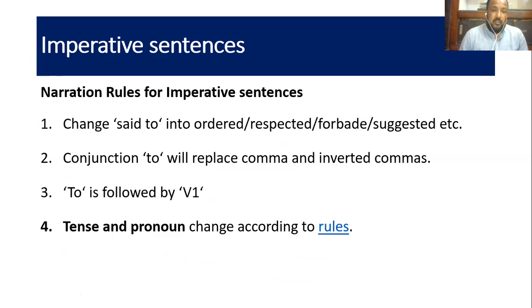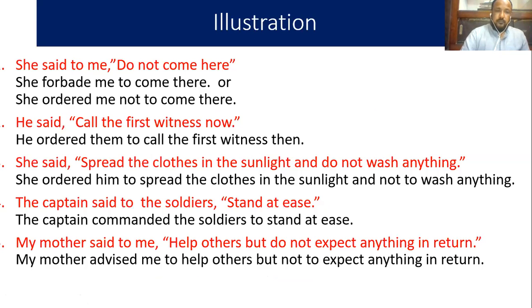Imperative sentences. Narration rules for imperative sentences. Change said into ordered, requested, forbade, suggested, advised, prohibited. Let's see. She said to me, do not come here. She forbade me to come there. She ordered me not to come there. It means we have changed said into forbade or ordered.